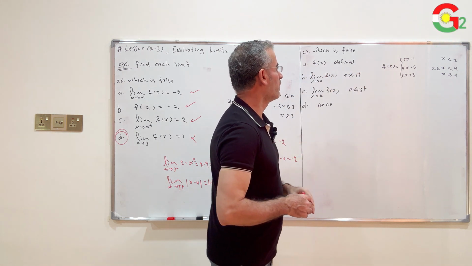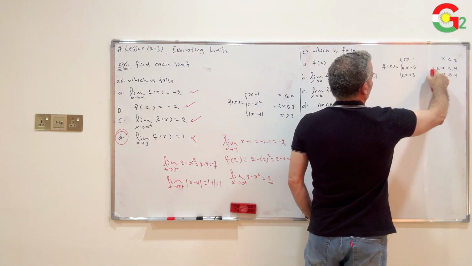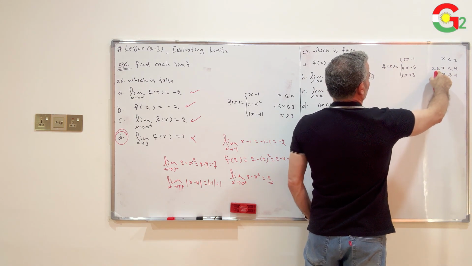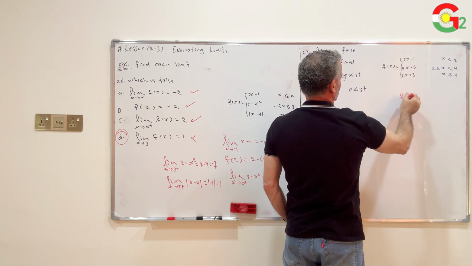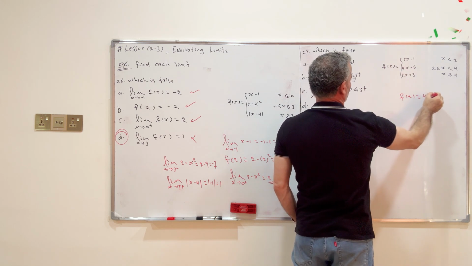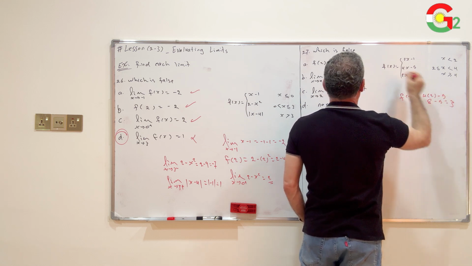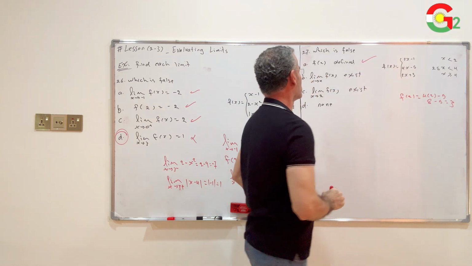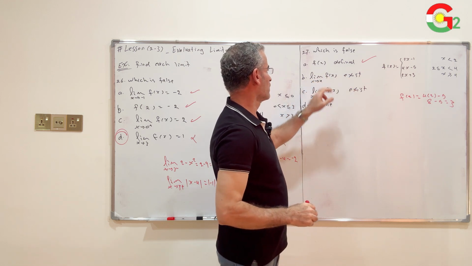F of 2 defined. For f of 2, 2 belongs to this interval. Then I'll substitute here f of 2 equals 4 times 2 minus 5, 8 minus 5 equals 3. Defined. It is true. Limit f of x exists when x approaches 4.